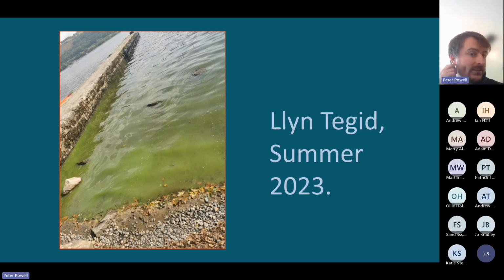So this is an image from Llyn Tegid. This is the main lake in Snowdonia National Park, a very low nutrient ecosystem naturally. Huge additional phosphorus in the summer of 2023, combined with high water temperatures, caused quite big chunks of the lake to turn green.